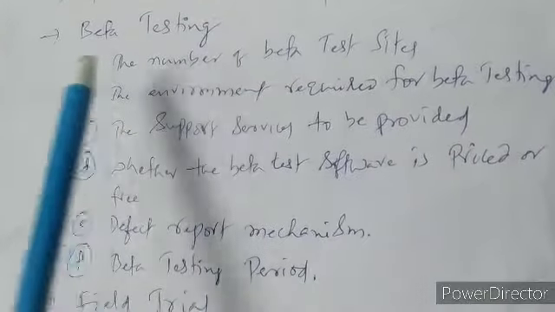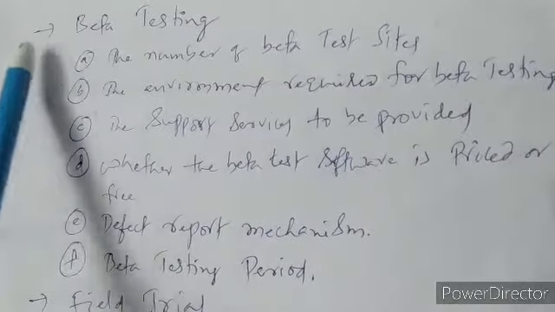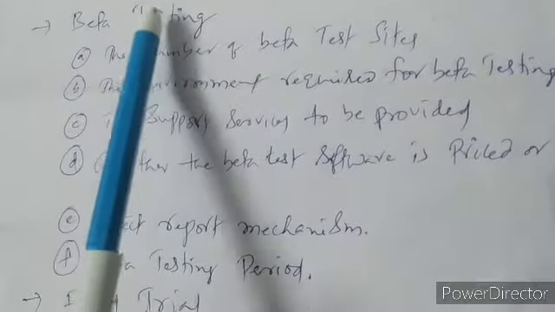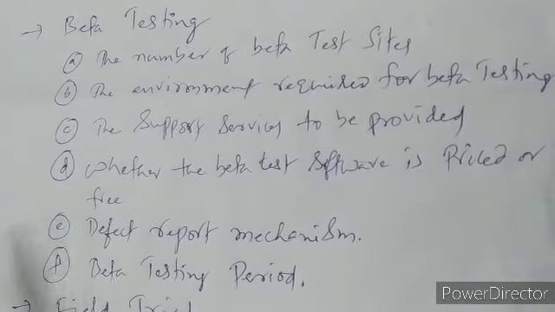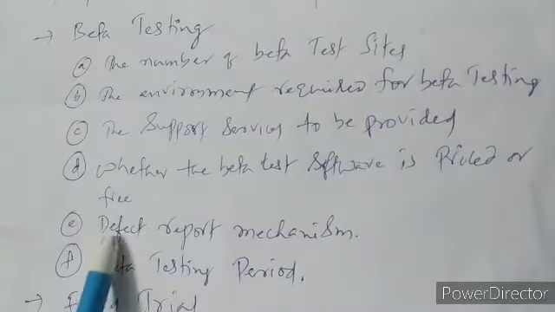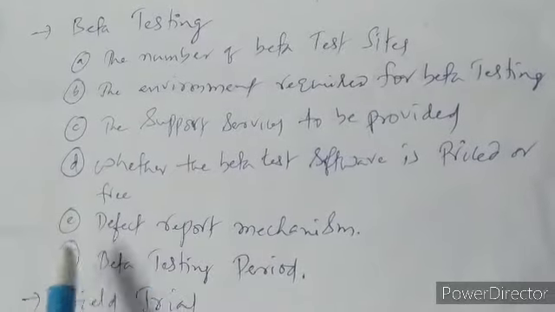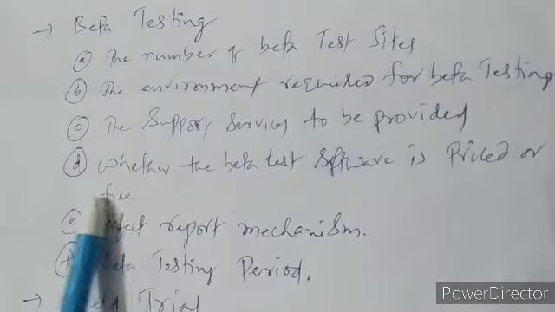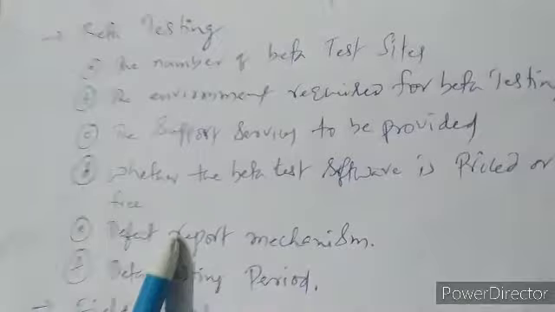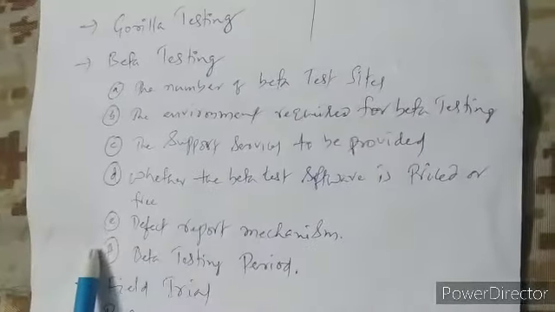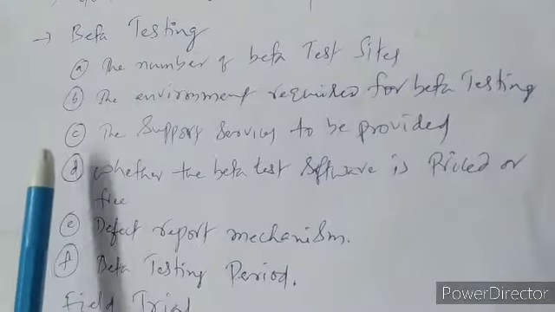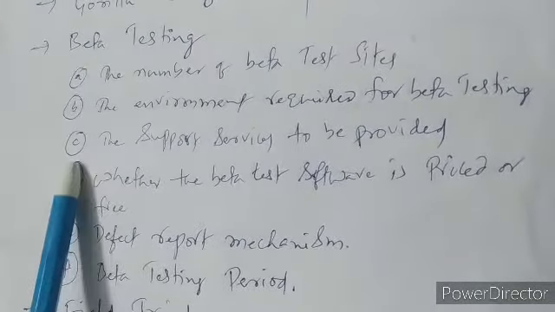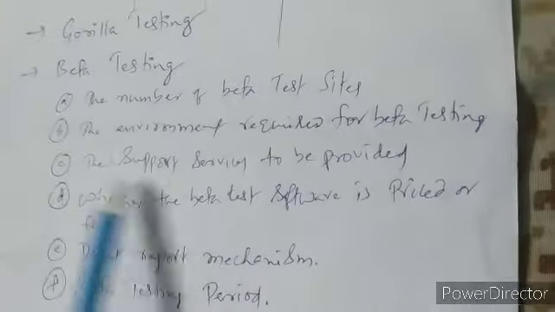Now here comes the next type of testing, beta testing. This is performed at the user's site or client site. Here we have to test the real capacity and real-time behavior of the software. Before this, alpha testing is performed, that is, at the developer's site. Now coming to this, we have to consider these things.